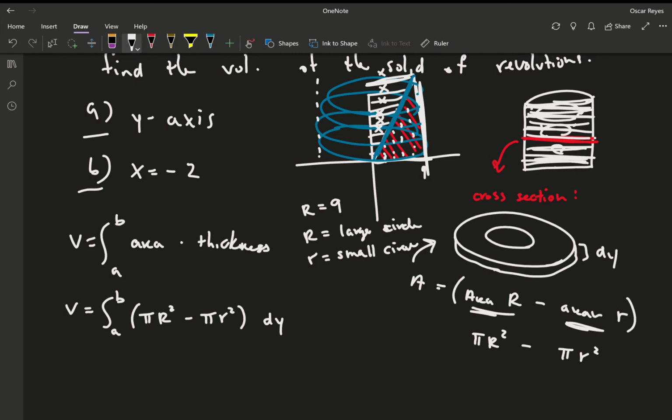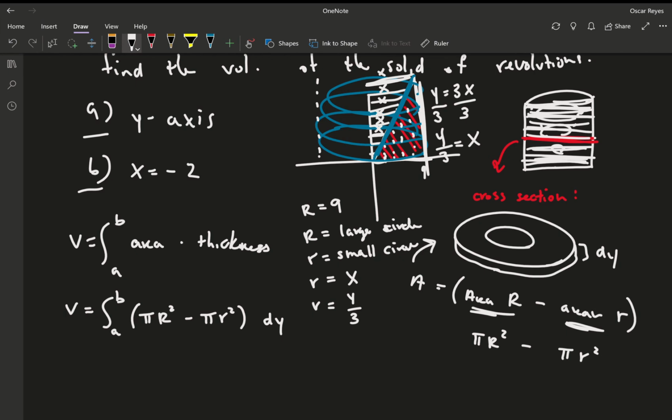So if we know that our radius is dependent on our x, but we know that that line is y equals 3x. If we divide by 3 on both sides, we get y over 3 is equal to x. And if we know that r is equal to x and x is equal to y over 3, we know that r is equal to y over 3. And now we have it in respect to y.